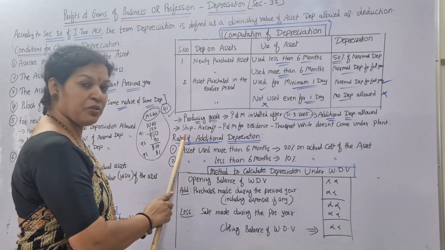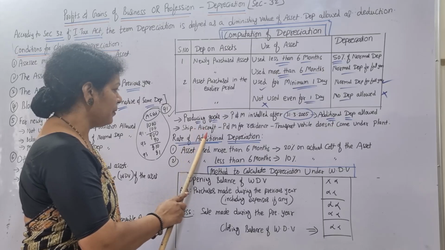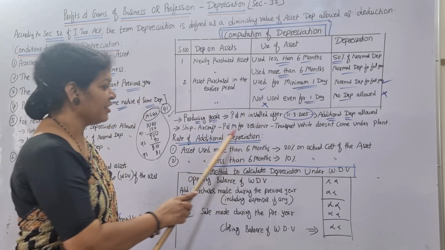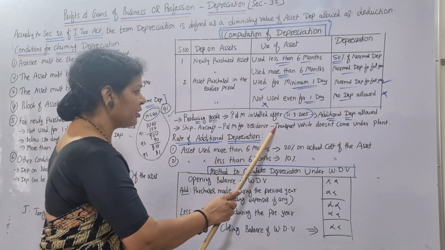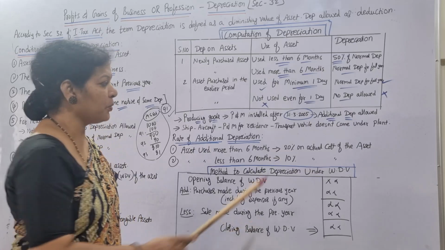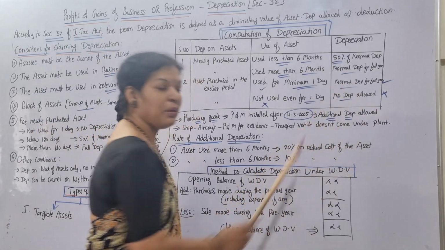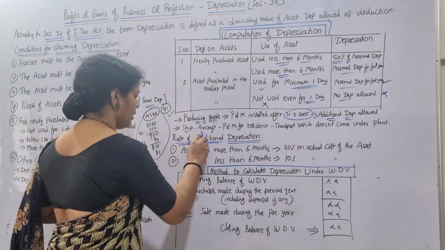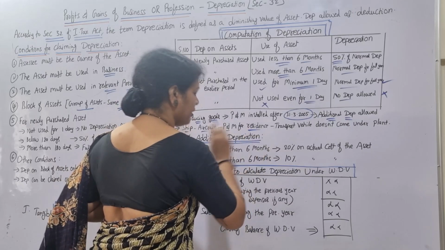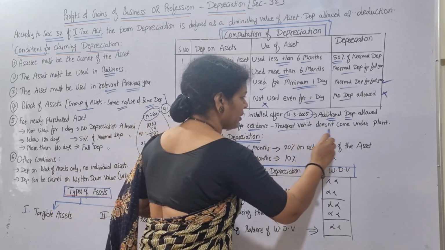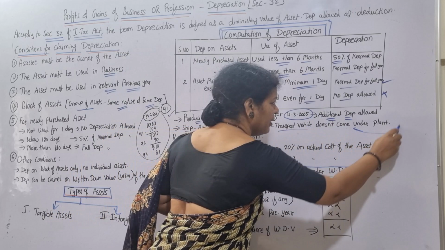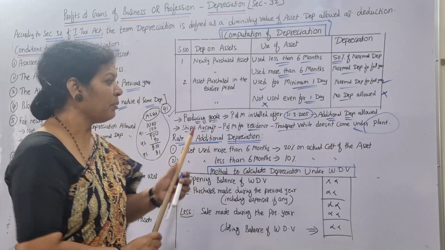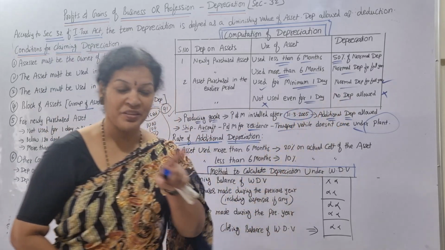Now before that, there is one more point. Ship, aircraft, plant and machinery for residence, and also transport vehicle do not come under plant. These things: ship, aircraft, plant and machinery for residence, and transport vehicle, don't come under the plant. Please remember this point. Now coming to the additional depreciation that is allowed.